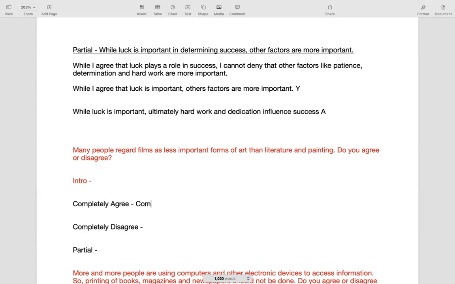So you completely agree that literature and painting are more important than films. Yes. Can you give me another word for more? Which means it's better than films. They're better than films. I can't think of the word. Okay. Anyone else? Can you give me a word for more?